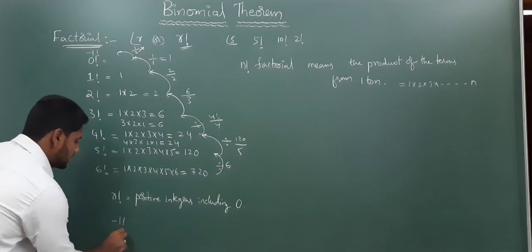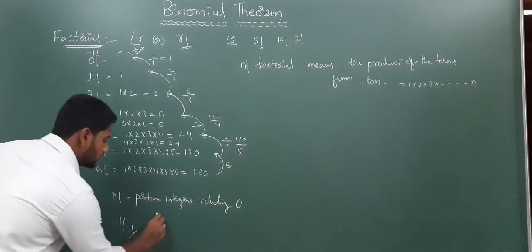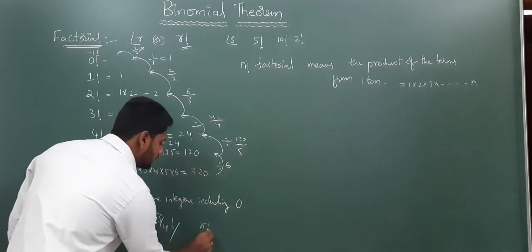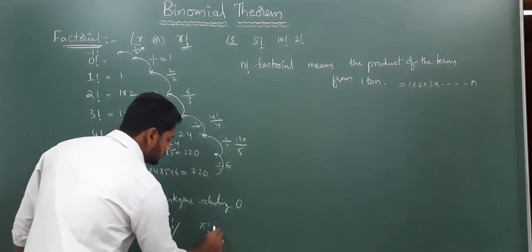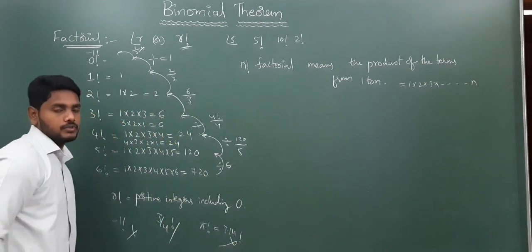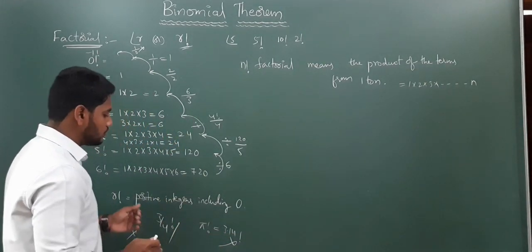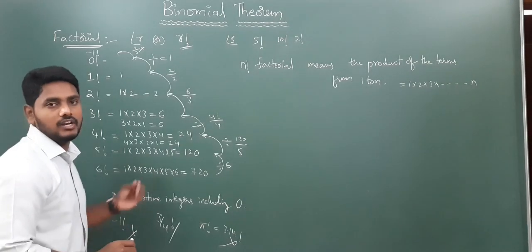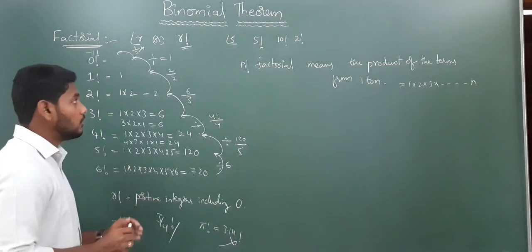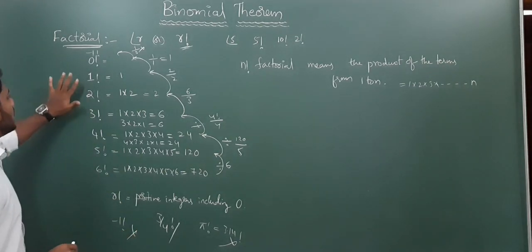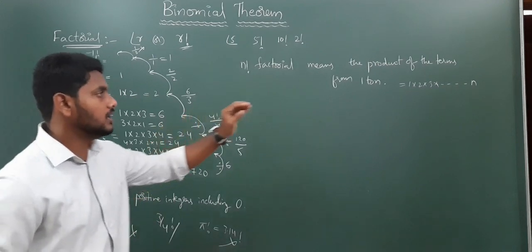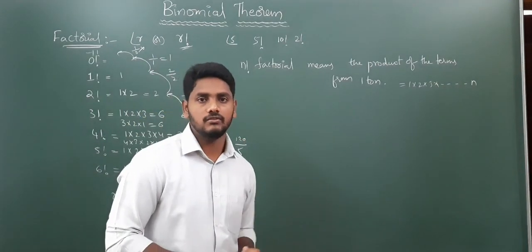So we cannot write minus 1 factorial, it's wrong. We cannot write a 3 by 4 factorial, it's wrong. We cannot write pi factorial. Why? Because we know the pi value is 3.14, it is in decimals, so it is wrong. So we cannot define negative factorials, and we cannot define fractions, and we cannot define those pi values and all those. So what we can define is from 0, 1, 2, 3, 4, 5, 6, 7, 8 and so on up to n factorial we can find.